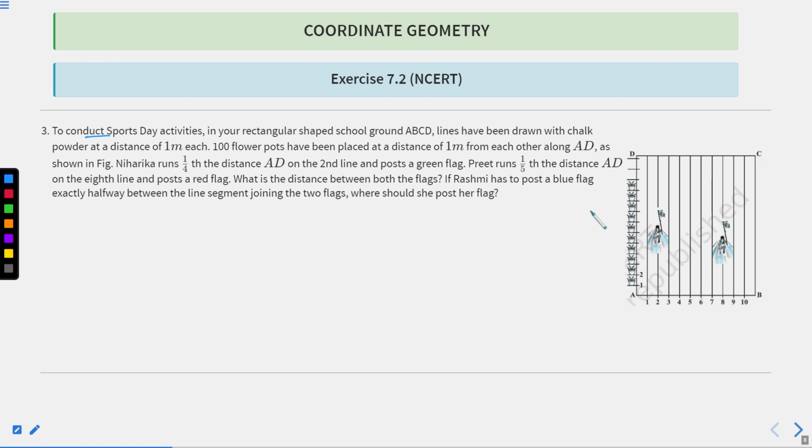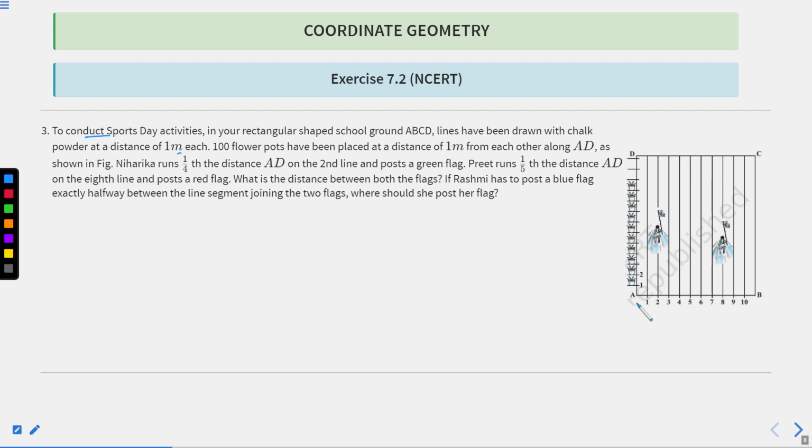Lines have been drawn with chalk powder at a distance of 1 meter each, and 100 flower pots have been placed at a distance of 1 meter from each other along AD. So along this line AD, flower pots have been placed at a distance of 1 meter from each other.